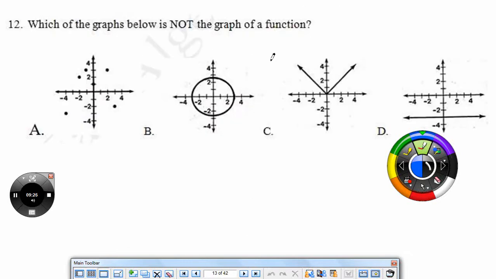Which graph's not a function? Anything that doesn't pass the vertical line test, meaning any vertical line that passes through the graph more than once is not a function. So this one does not pass the vertical line test. So I'm just going to make a little note, vertical line test. So all these other ones pass the vertical line test.